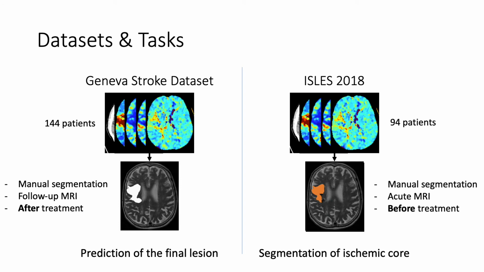We then further investigated the performance of our model on the segmentation of the ischemic core on the ISLES 2018 challenge dataset that I already mentioned, comprising 94 patients with the manual segmentation on acute MRI before treatment. So here we're trying to segment the ischemic core.